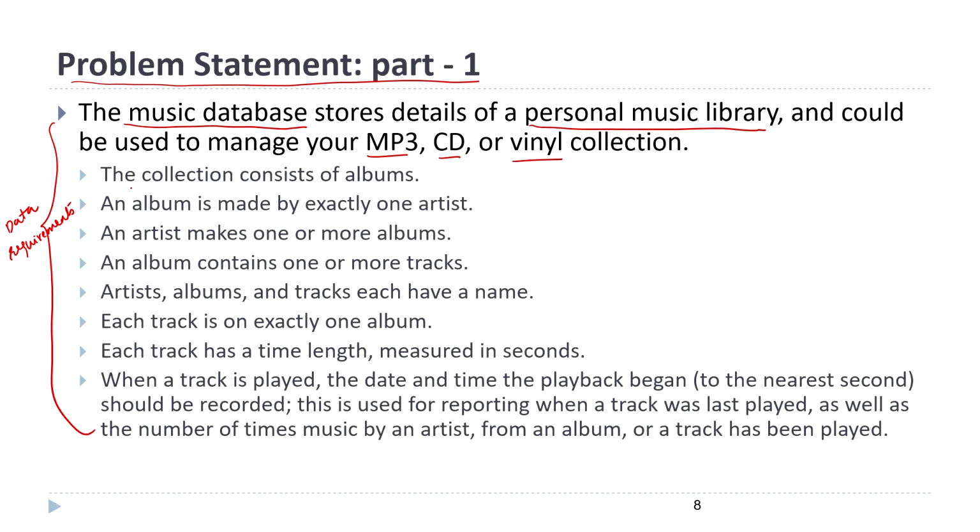So, the first thing is the collection consists of albums. That is one statement. So, your music collection is consisting of albums. An album is made by exactly one artist. This is a condition.